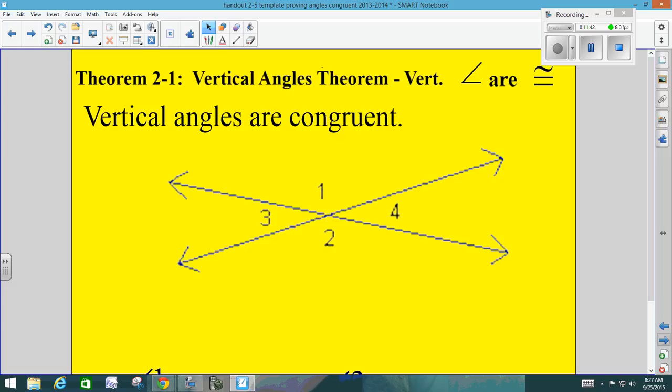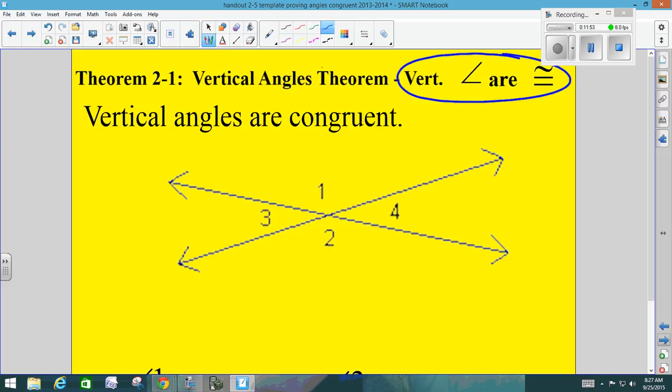Unless it says prove the theorem. But if it doesn't say prove the theorem and it says explain, you would just write vertical angles congruent. And you can write it just like this. You can abbreviate it. Vertical angles are congruent. Okay, it is a tiny little theorem, but a very important theorem. All right, let's flip it over.